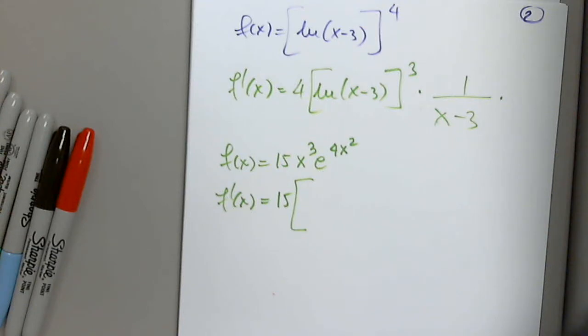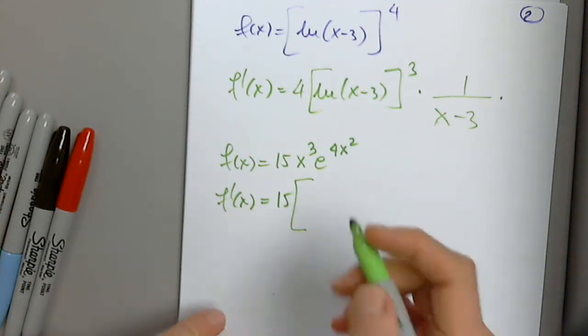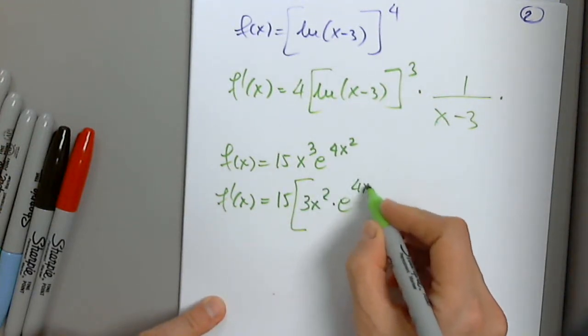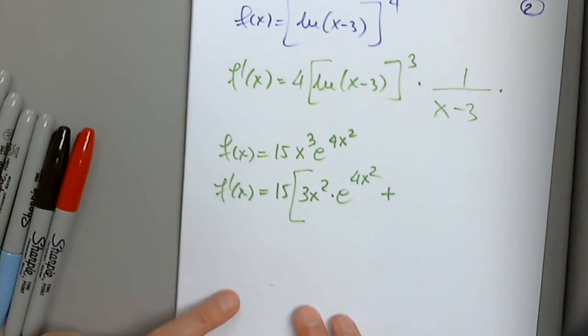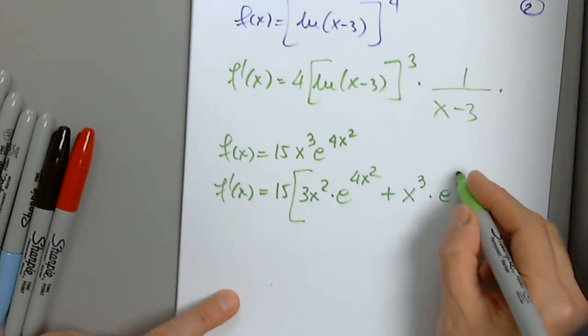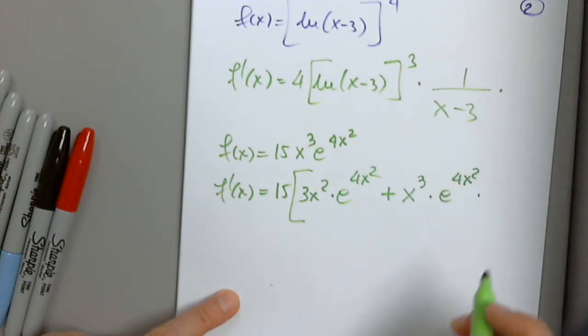Then it would be 3x squared times e to the 4x squared, plus x to the third times e to the 4x squared times 8x. That's it.